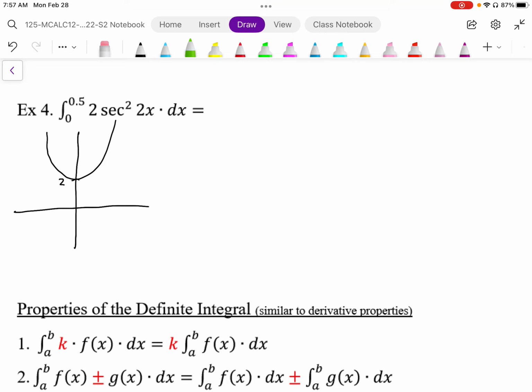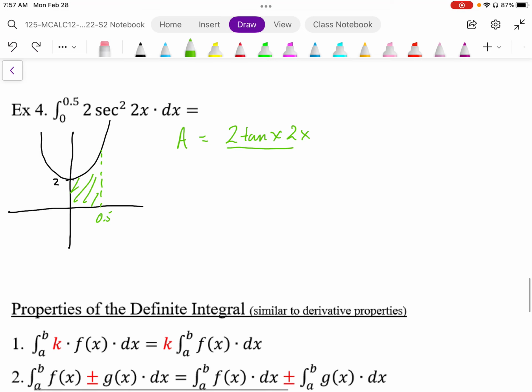So for the area from 0 to 0.5, let's say 0.5 is somewhere around here, we want that area, so the area is going to be found using the antiderivative function. So this is going to be 2 tan x. The derivative of tan is secant squared, so the antiderivative is tan. We need to divide by that coefficient of 2. And then we have our bounds from 0 to 0.5.